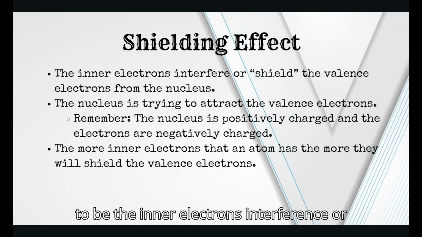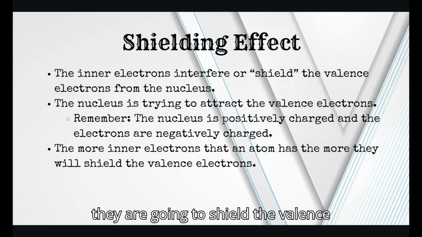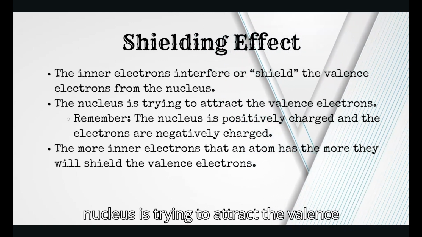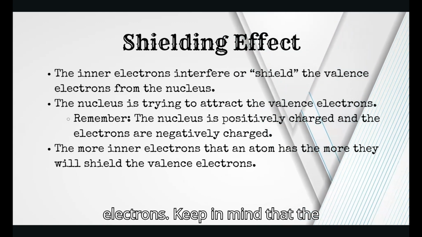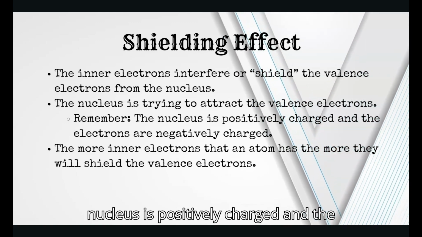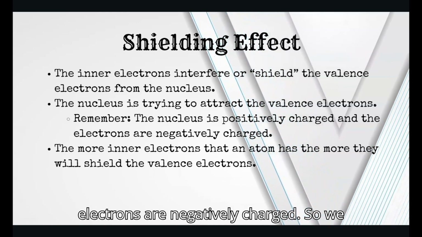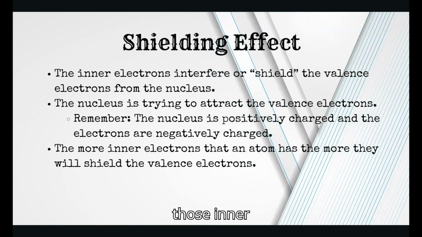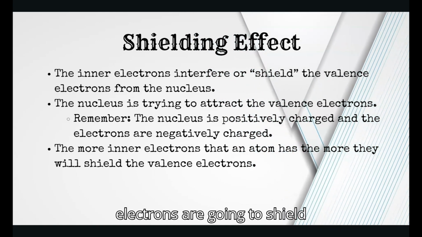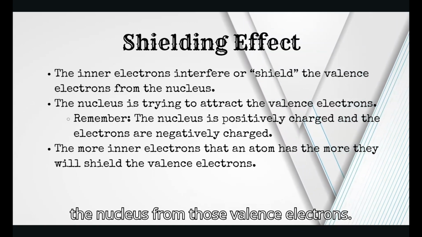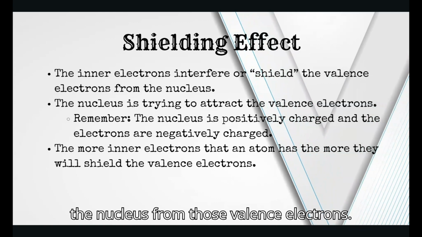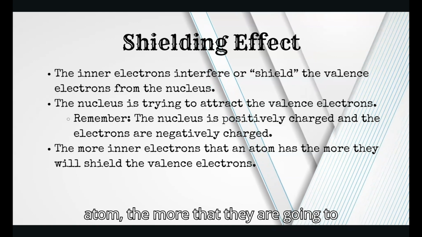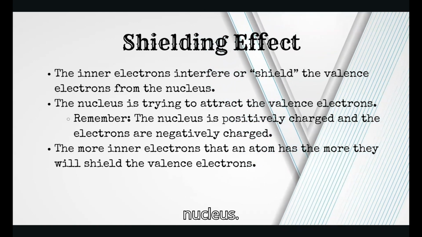Now, the shielding effect is the inner electrons' interference, or they are going to shield the valence electrons from the nucleus. So, the nucleus is trying to attract the valence electrons. Keep in mind that the nucleus is positively charged and the electrons are negatively charged. So we have a positive and a negative, and they're wanting to come together. Now, those inner electrons are going to shield the nucleus from those valence electrons. So the more inner electrons we have in an atom, the more that they are going to shield the valence electrons from the nucleus.